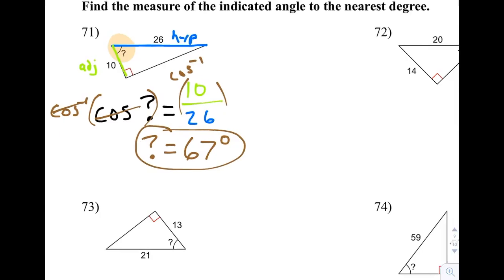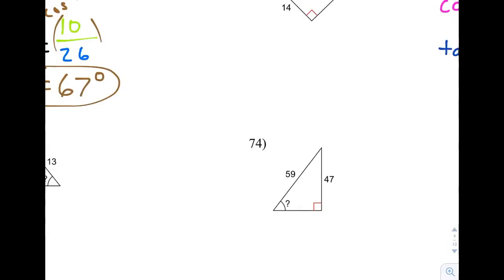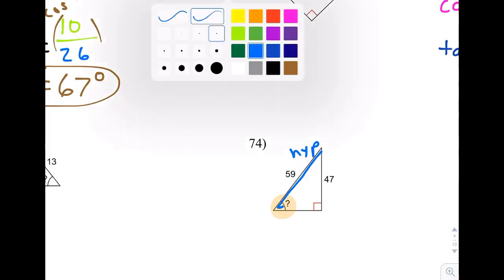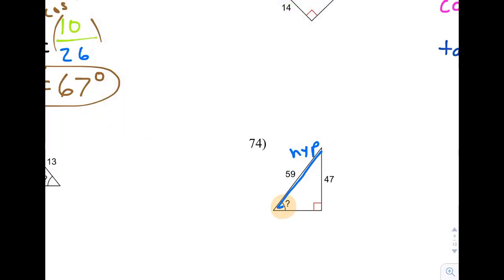Let's try another example here. Let's do number 74. We are working with the angle here down in the bottom, and we are given the hypotenuse. That's always the easiest one to identify. And then we have to decide opposite or adjacent, and we don't know the one right next to, the one touching it, the one adjacent to it, but we do know the one across from the angle, which is the opposite, 47.